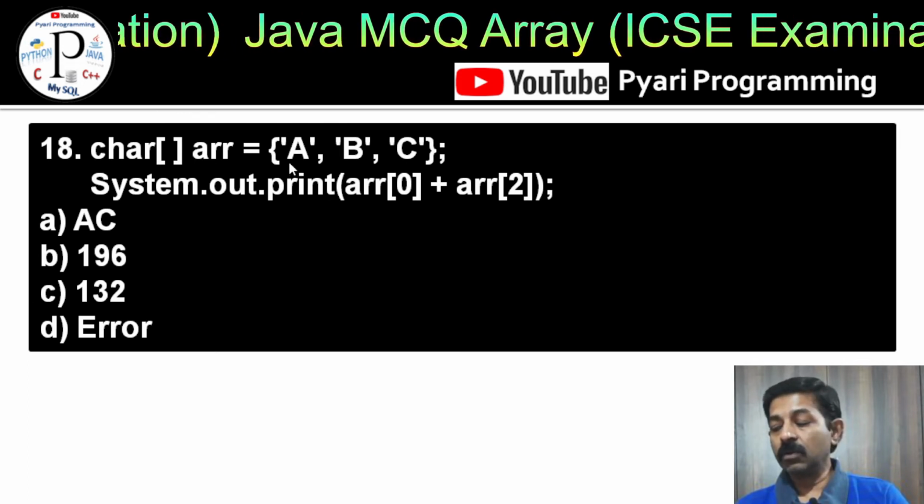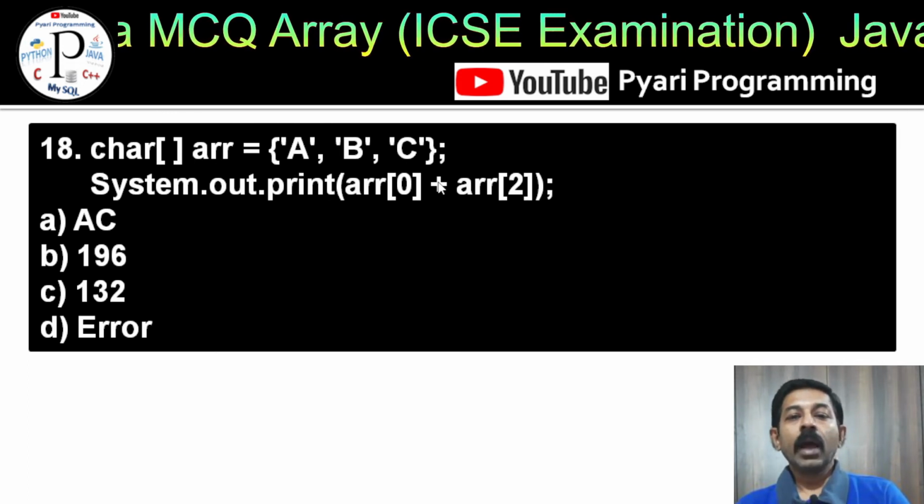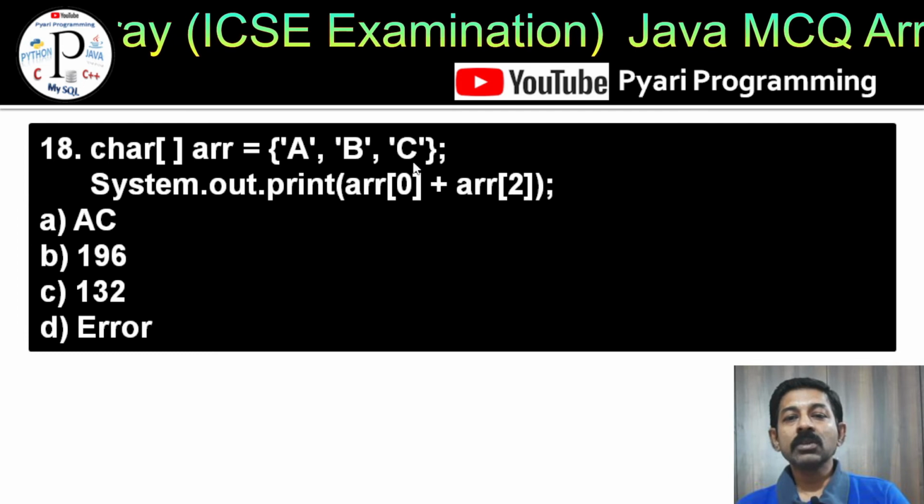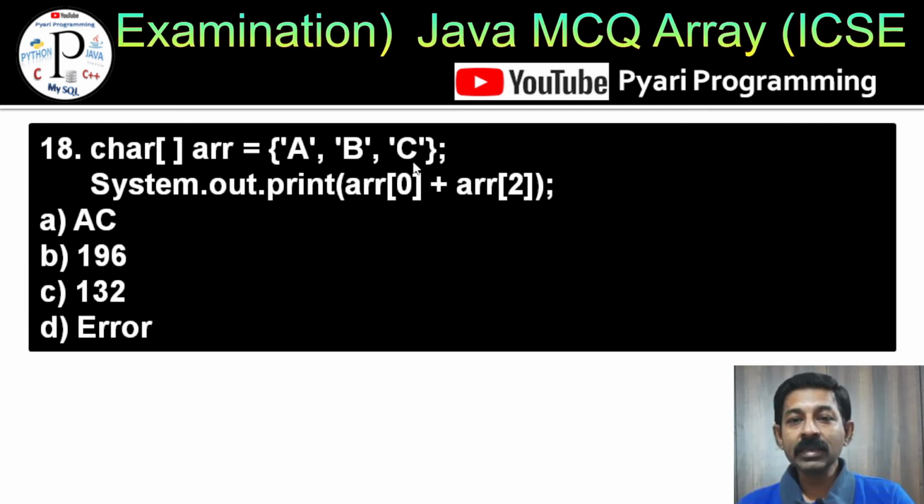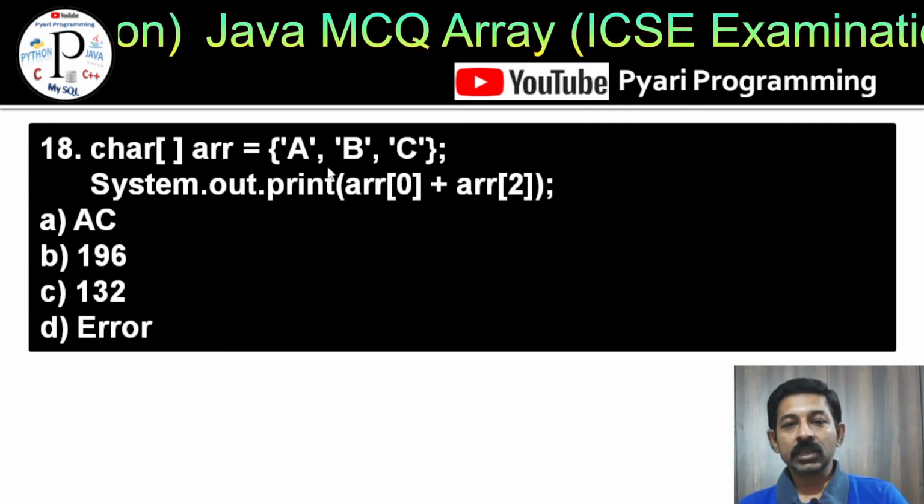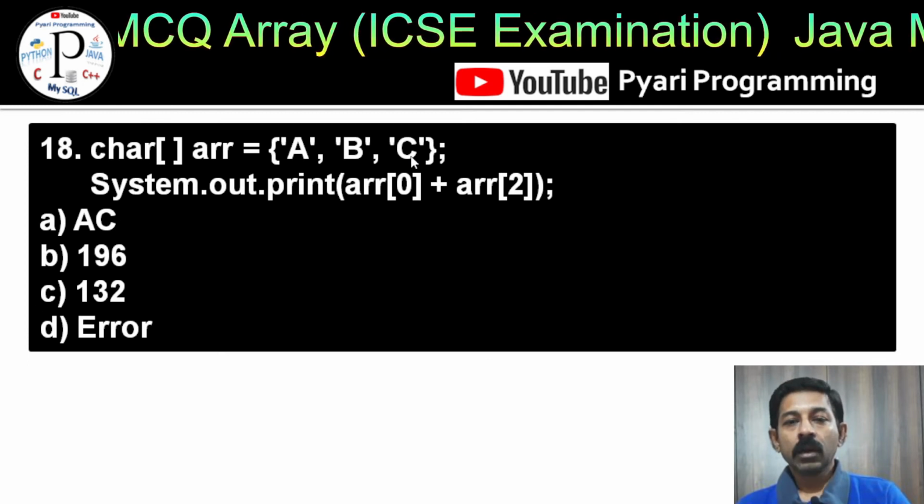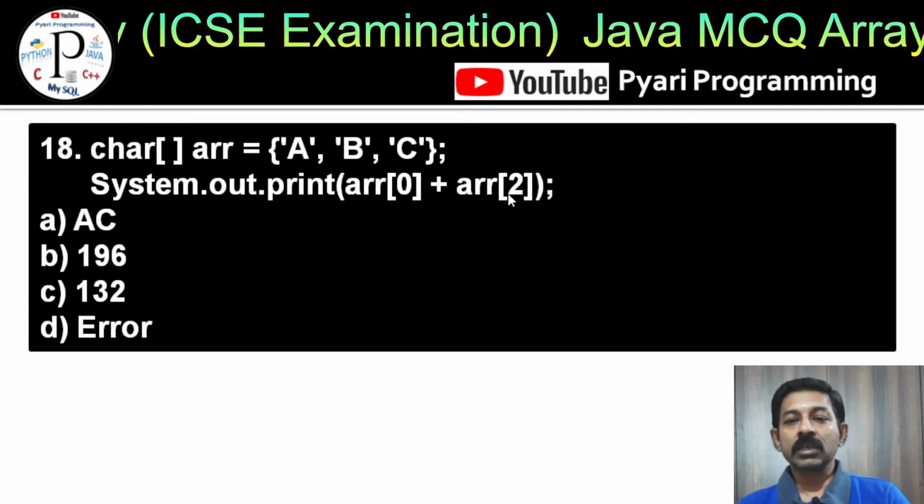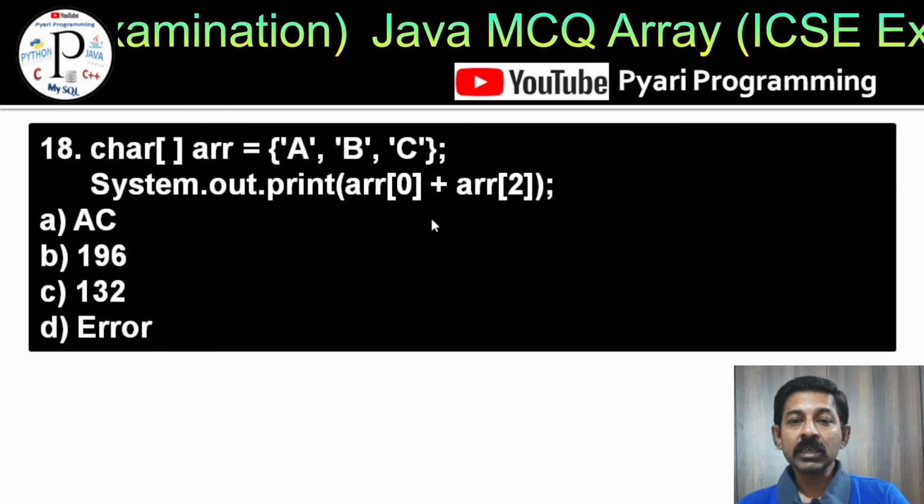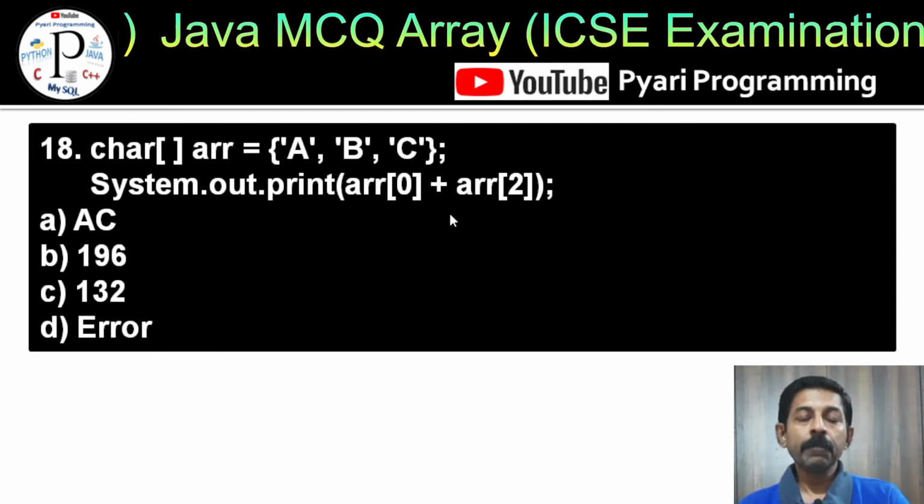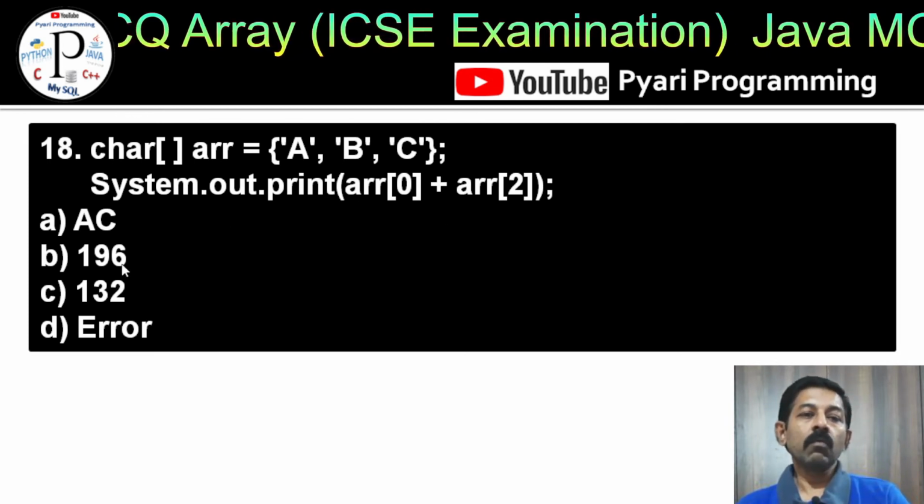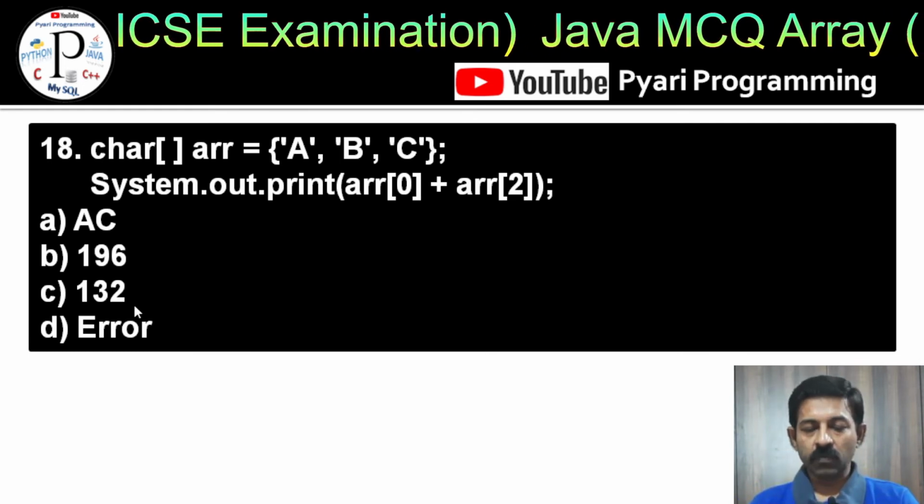Capital A ASCII value is 65. And the second position is C. Now, capital C index position is 65, 66, 67. So the C value is 67. When I add 65 plus 67, we get the result 132. Yes, the answer is 132.